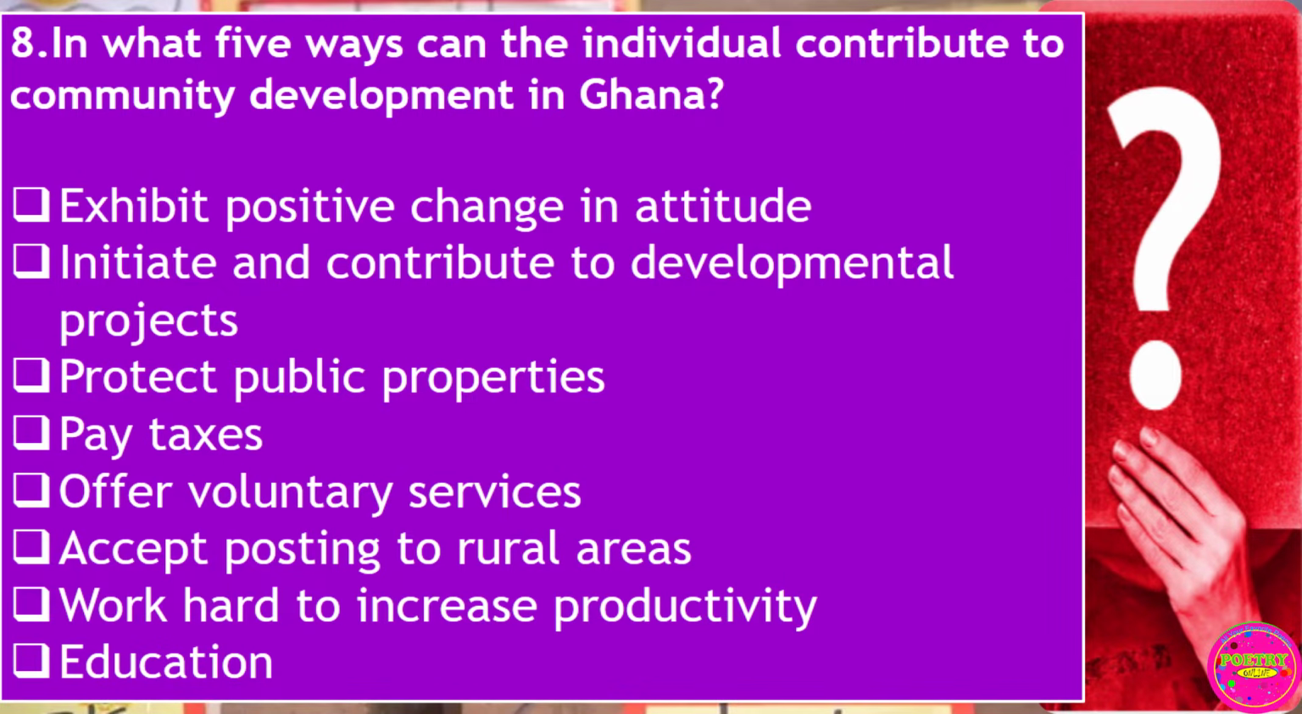Question 8. In what 5 ways can the individual contribute to community development in Ghana? Some of the points candidates were expected to provide as answers to this question were exhibit positive change in attitude, initiate and contribute to developmental projects, protect public properties, pay taxes, offer voluntary services, accept posting to rural areas, work hard to increase productivity, avail yourself to be educated and trained.